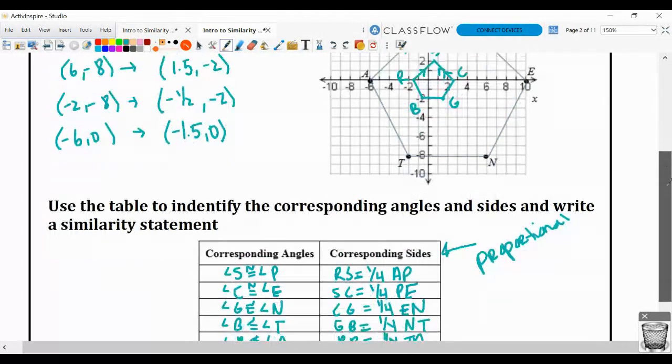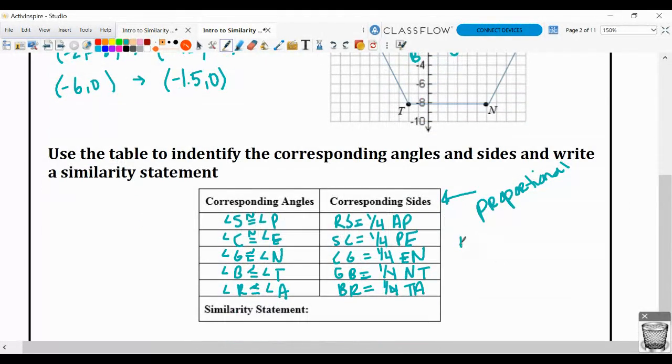I could be writing things out like the ratio of RS to AP equals, sometimes you'll see this, the ratio of SC to PE, right? Oh, they're proportional. I can write proportions. CG over EN. What's in the fractions? These correspond, but they're not the same length, right? But that ratio is going to stay like it's all happening proportionally. It's all dilating proportionally. I'll finish these off.